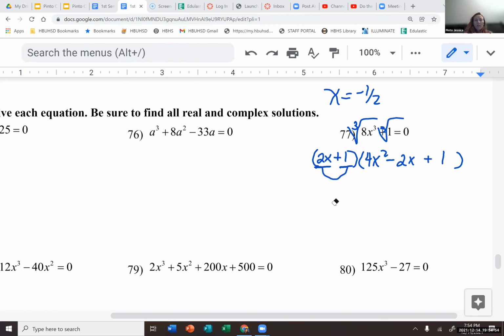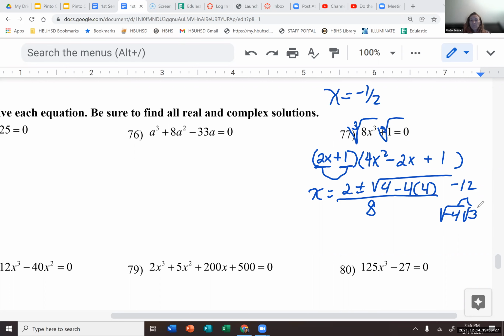So the other values I'm going to get by using the quadratic formula. So that's going to be x is equal to positive 2 plus or minus the square root of 2 squared, which is 4, minus 4 times A times C, which is just 1. So this is 4 minus 16, which is negative 12, divided by 2A, which is 2 times 4, 8. So this is a sum and difference of cubes, so we take the 3 out, and I have negative 4. And that negative 12 simplifies to 2i rad 3.